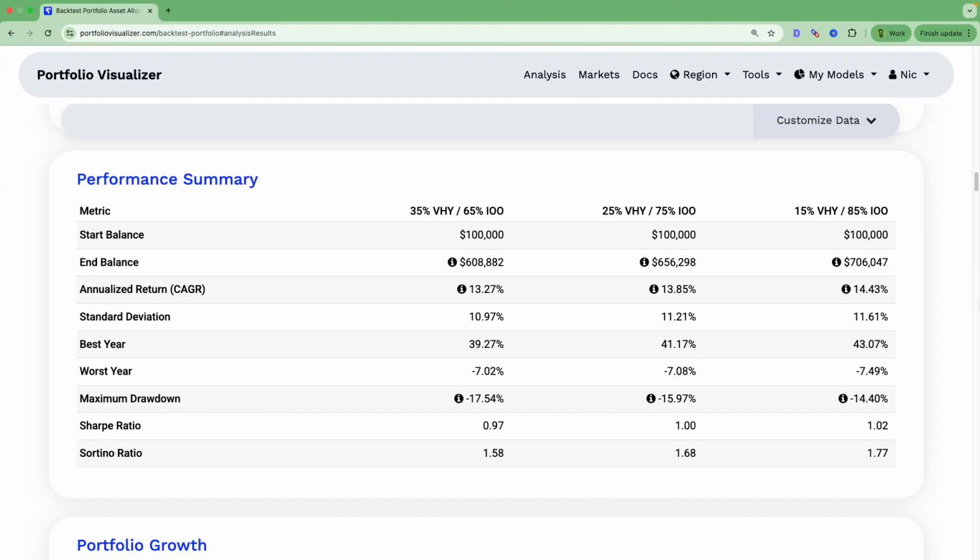And the Sharpe ratios really aren't that different considering we're comparing 35% in Australia to 15% in Australia. This is quite a big difference, and there's only a 0.05 difference in the Sharpe ratio. But that's why I showed you plenty of examples at the beginning of the video.